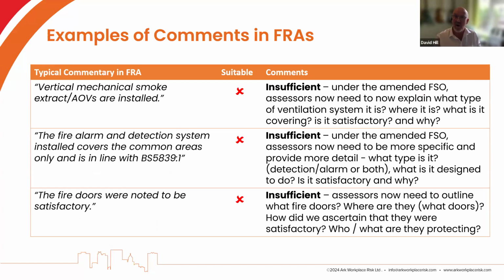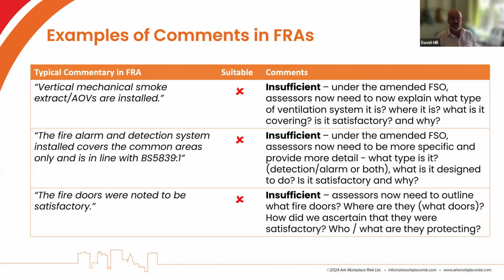I talked earlier about the fact that many used to go for a tick box, which was satisfactory at the time, but it's clearly not going to be suitable going forward. So I've got some typical comments here that we've seen from many different types of fire risk assessments. So, vertical mechanical smoke extract and AOVs are installed. Well, that's great. The fact that they're installed is great. But under section 156 and the amendment to the fire safety order, assessors have now got to provide a lot more detail. They've got to explain what type of ventilation system it actually is. Where is it? What is it doing? What is it covering? Is it satisfactory? And why is that? So what is the evidence that suggests that it's satisfactory? And is it being maintained and managed effectively?